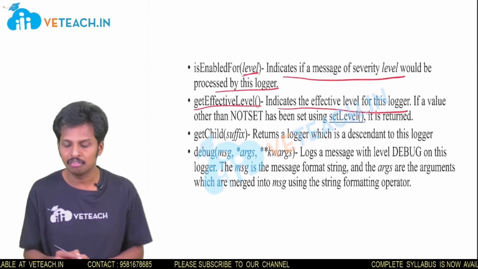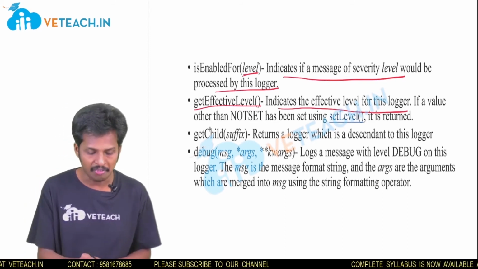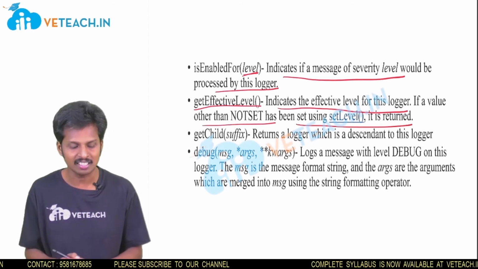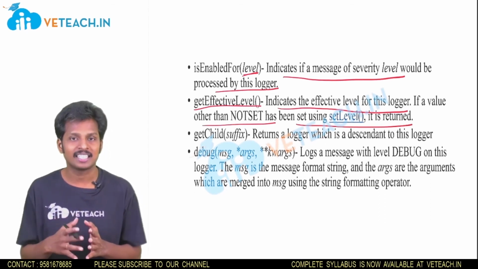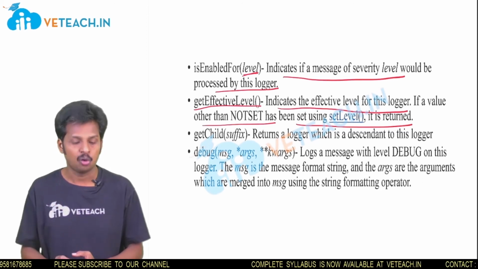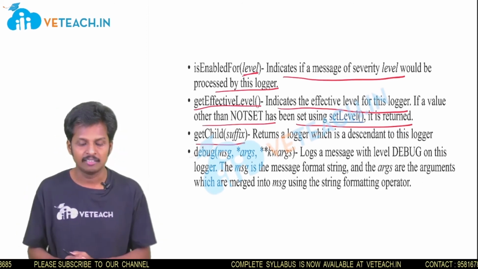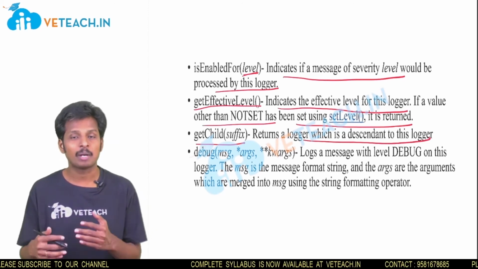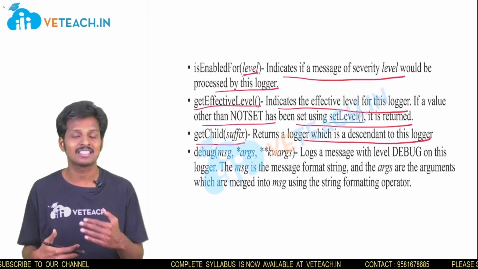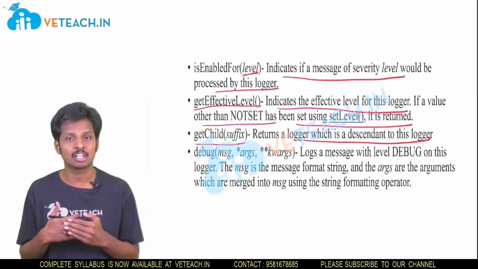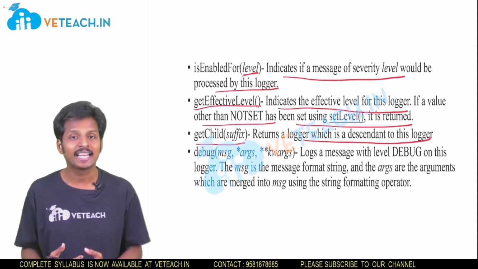It indicates the effective level for this logger. If a value other than NOTSET has been set using setLevel, it is returned. So if it has been set to any value other than 0, that value is going to be returned. Next, getChild. It returns a logger which is a descendant of this logger. Means there might be some child loggers for an existing logger also. Who are the descendants, who are the children of the existing logger, can be known by using getChild.